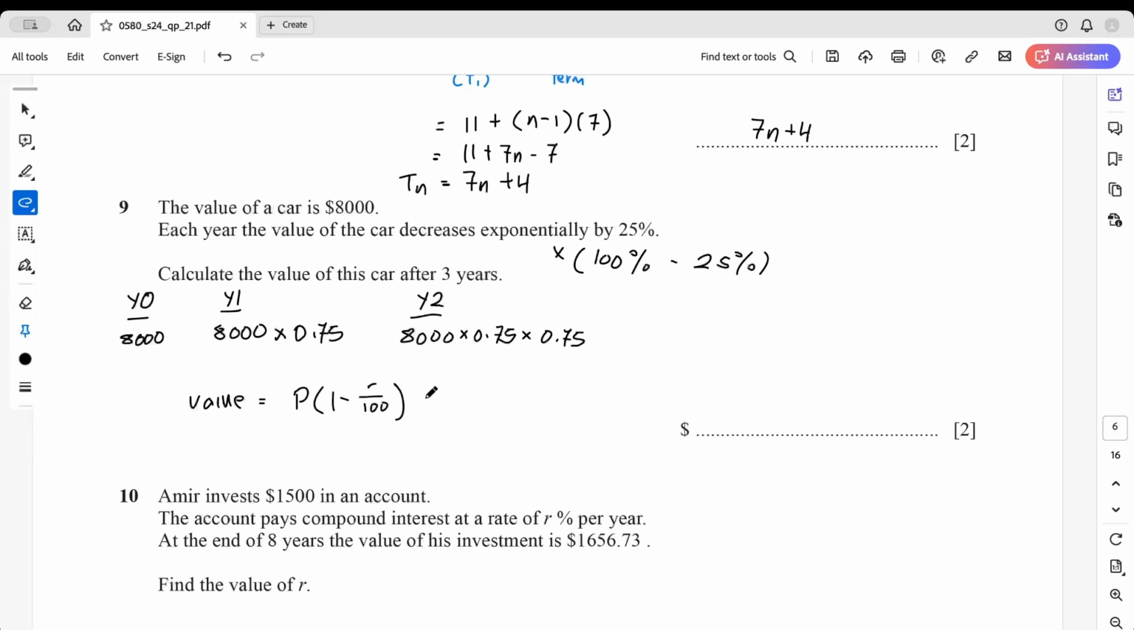r over 100 to the power of n. P is your principal amount, the starting amount, 8,000. We know this inside is 0.75, we found that, and this goes on for 3 years. You will get an answer of 3,375. So after 3 years, your car will be worth 3,375 from the original 8,000.